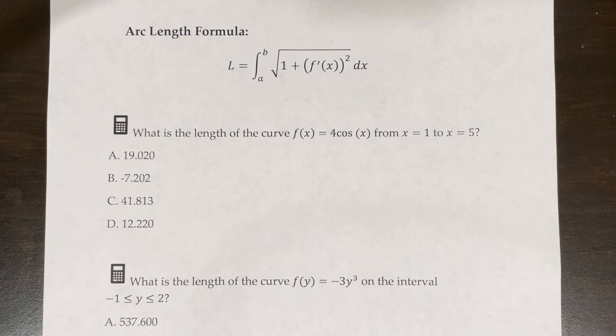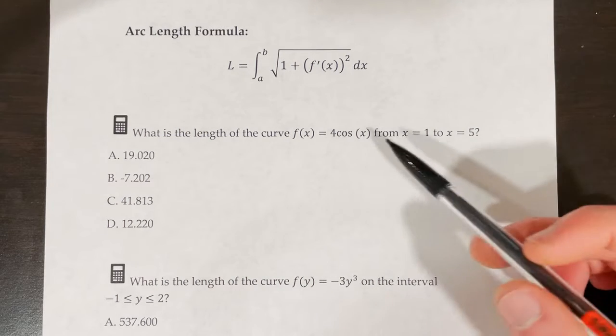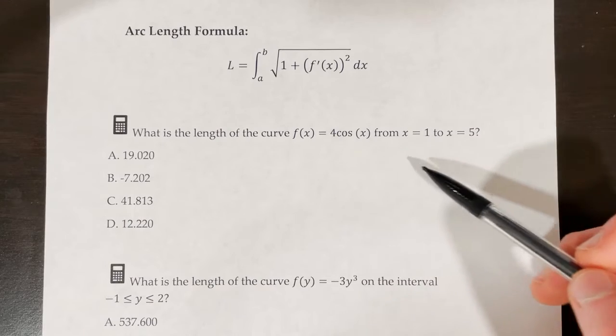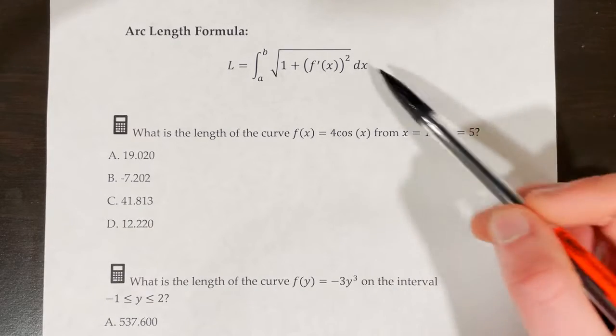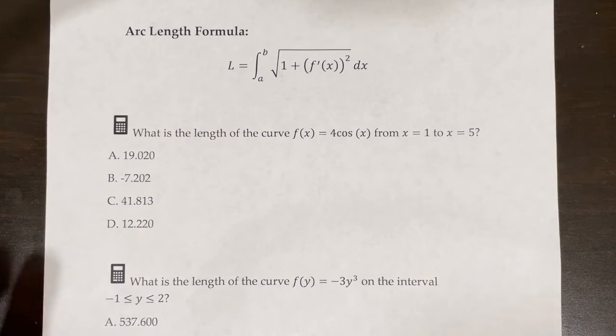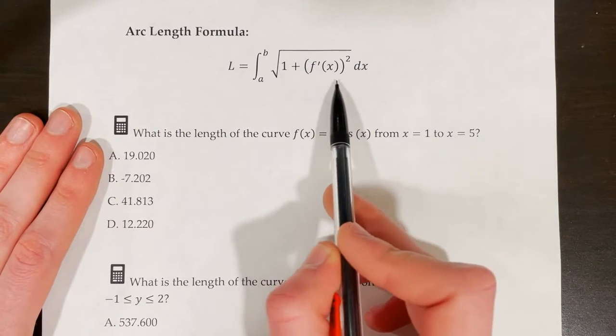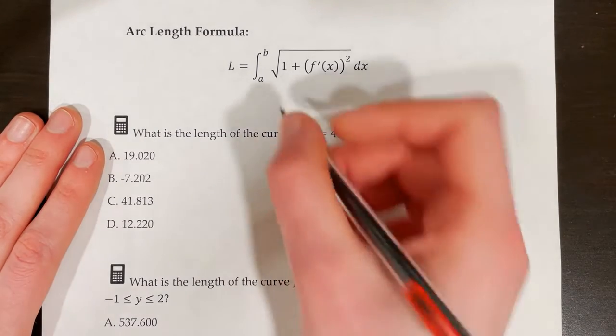Let's take a look at a sample multiple choice question. What is the length of the curve f of x is equal to 4 cosine x from x equals 1 to x equals 5? Again, we see that this is our arc length formula right up here. The first thing I'm going to do is find f prime of x, because I do need to use f prime of x in my arc length formula.